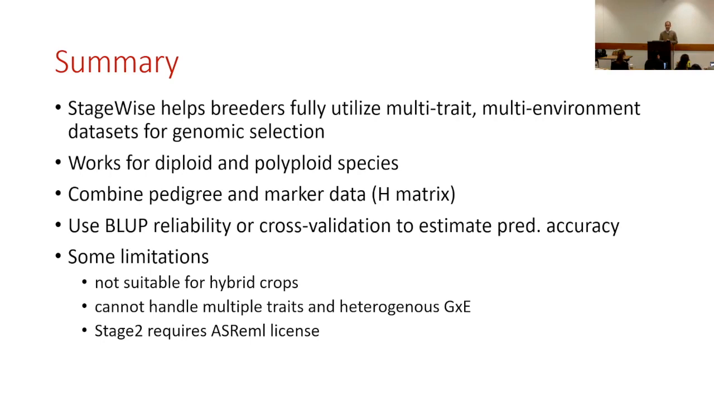You can't combine the heterogeneous G by E and the multiple trait features at the same time. And again, as I mentioned, it does require an ASReml license because I haven't found something similar that has the ability to solve REML under these kinds of constraints for R at least.